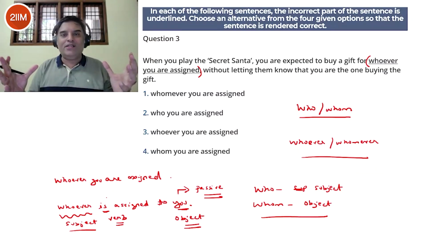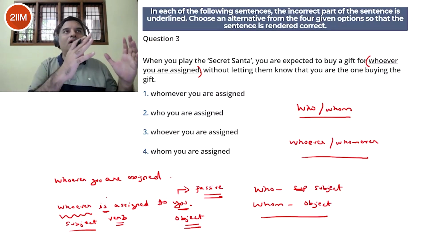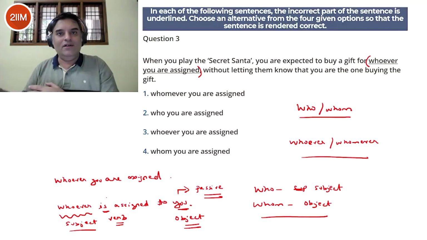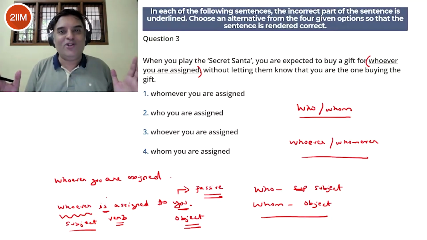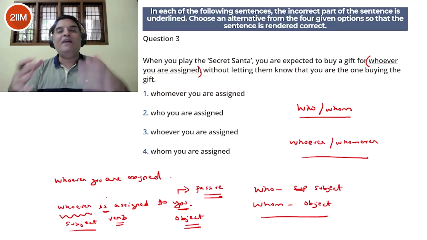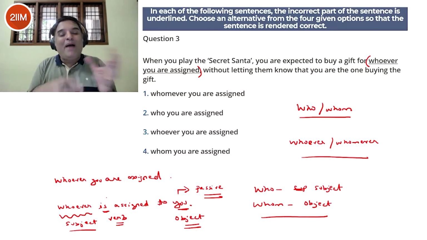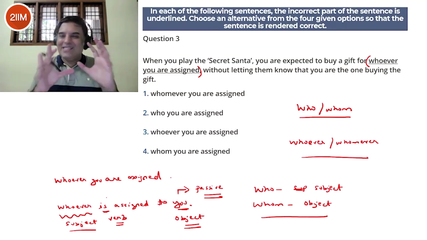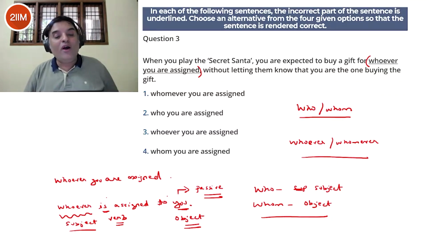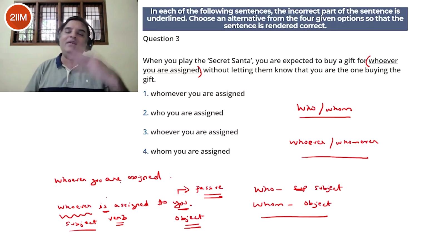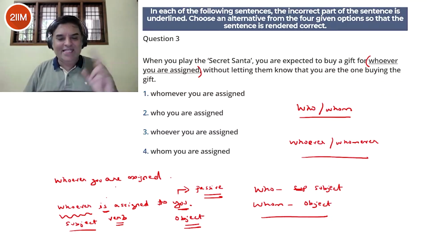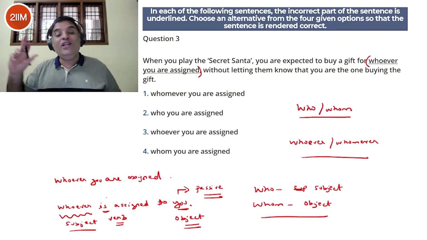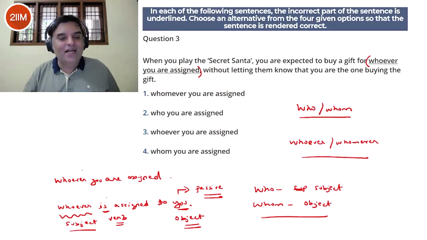You can look at an active voice and say, okay, for instance, Amit is playing cricket, right? So it's very easy to identify subject and object there. Amit is playing with the ball, right? But passive voice sentences, that's why it's getting a little tricky. So whoever is assigned to you or whoever you are assigned, both are in passive voice. Okay, and they mean exactly the same thing. So whoever is the subject there, and you is the object. Similarly here also, whoever is the subject.